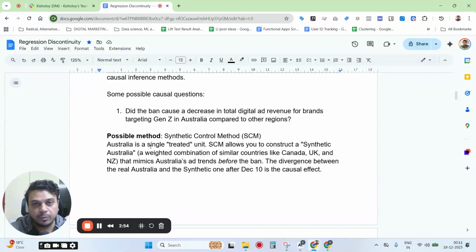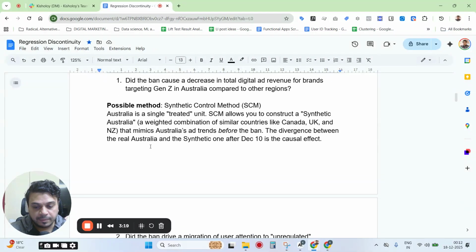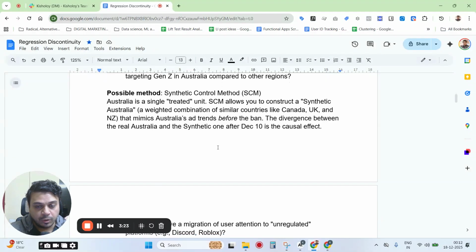And one possible method would be synthetic control methods, which is where, for the regular vanilla version at least, you have one single treated unit, and then you have a constructed synthetic comparison unit based on a weighted combination of similar countries, depending on which are similar to what extent, and that will mimic the ad spends before the ban. The divergence then would basically give the causal impact.